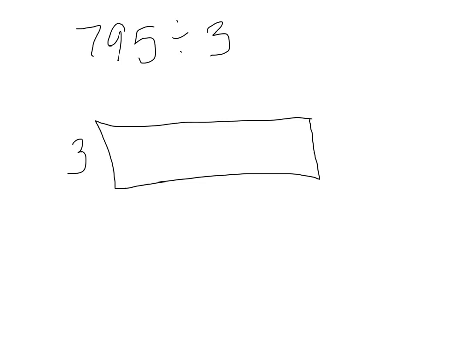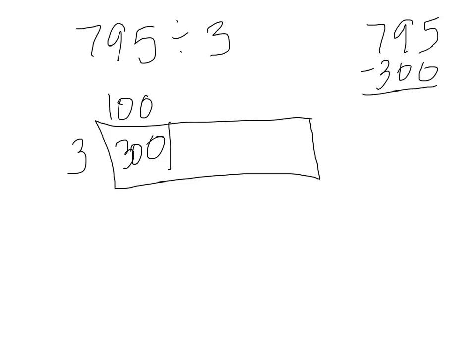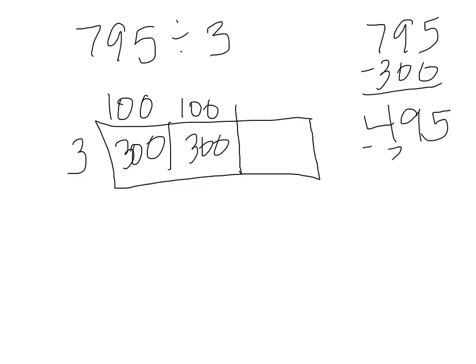Okay, let's say that I did not know my basic facts. So I'm just going to start guessing at what I can do. I can guess as many times as I want. So if I say 3 times 100 equals 300, I can take out a whole other chunk. As long as I take 795 and I subtract 300 from it to know how much I have left, it doesn't matter how many times I do that. So I know that I have 495 left that I'm going to divide by 3. So I'm going to take out another 100 chunk, which is another 300. So I'm going to subtract 300 again.